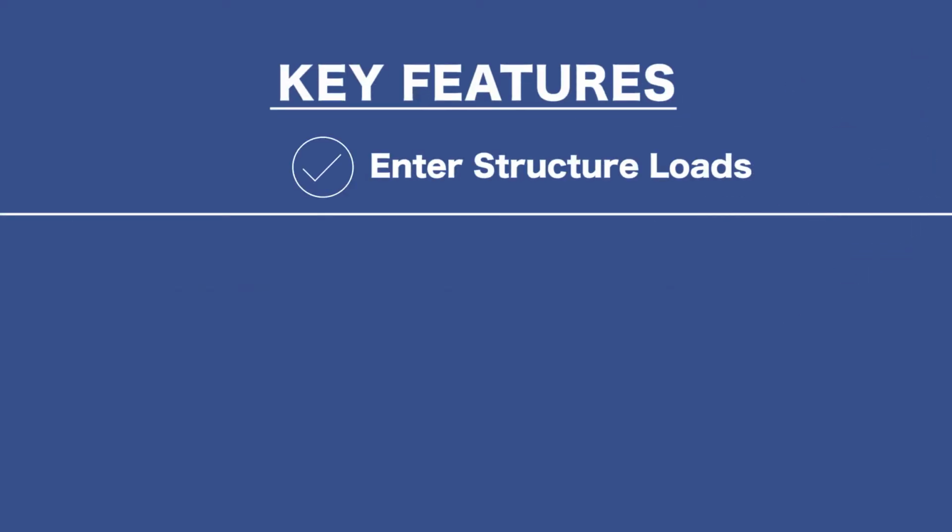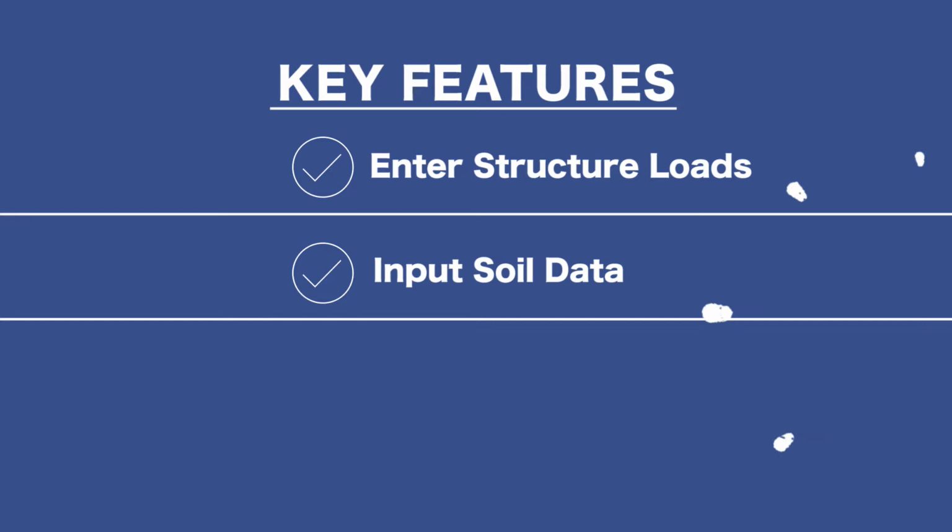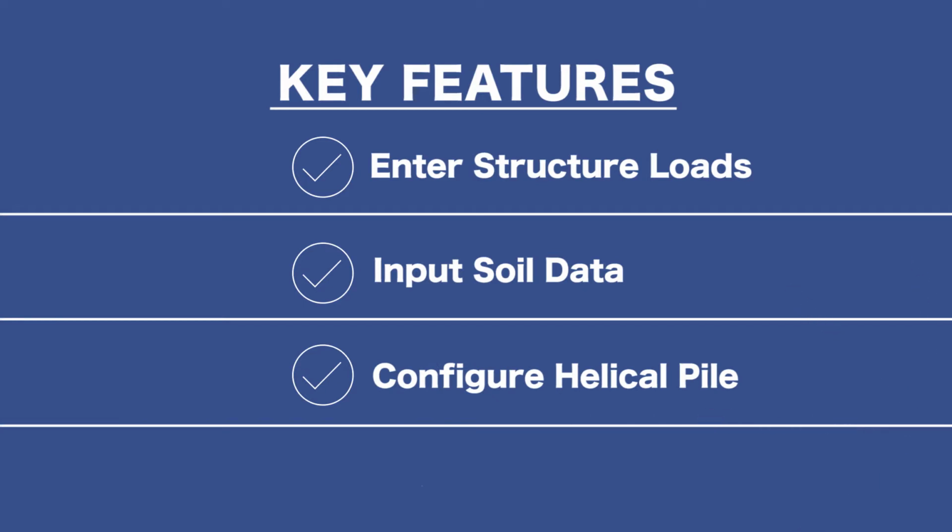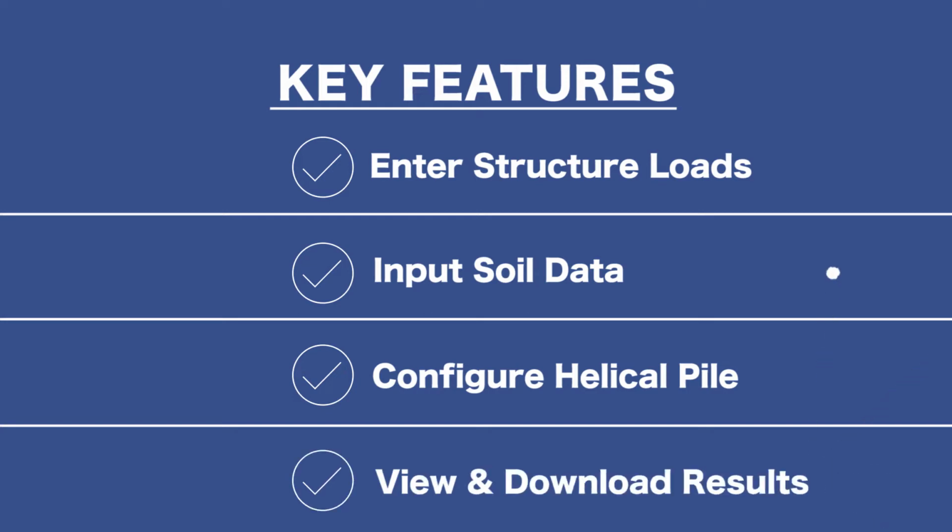You'll start by entering structure loads where you can adjust units and customize design parameters. Next, you'll input soil data, including soil type, stratification, and strength. Then, you'll configure helical pile, its helix arrangements, depth, and shaft type. Finally, view and download results lets you see torque, capacity, and even a written report.